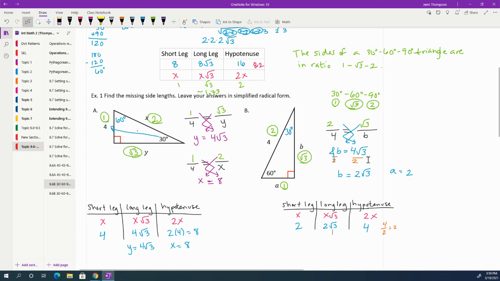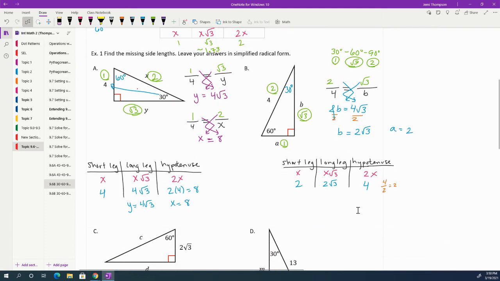All right, so 2 different ways to do the same problem. You can use what I'm doing up here with the green ratios, or you can do what I'm doing down here in the table. Personal choice.